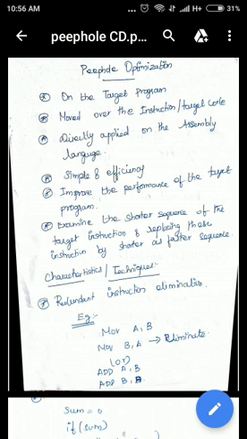Then we will discuss the characteristics and techniques used in peephole optimization. The first characteristic is redundant instruction elimination. Take these two examples: move A comma B and move B comma A. We are moving A's content to B, and again we are using move B comma A. In move A comma B, the data is moved to the B operand. Then in move B comma A, B already contains A's data.